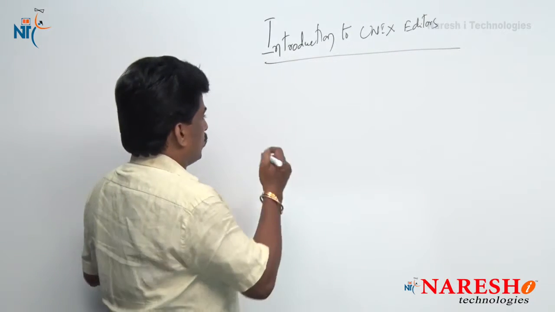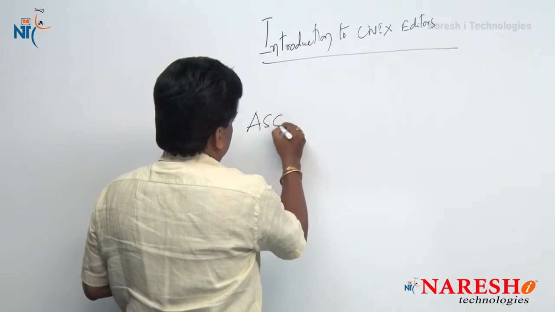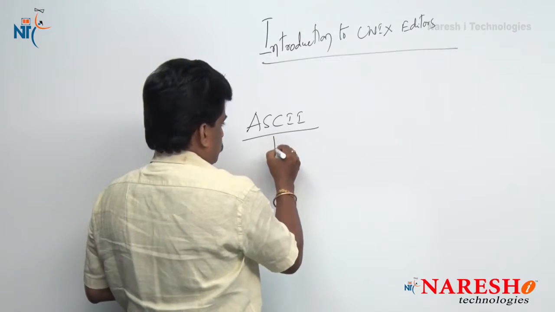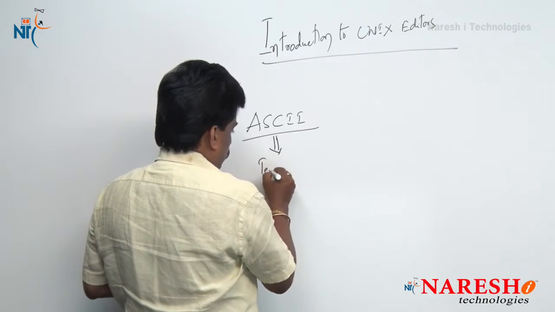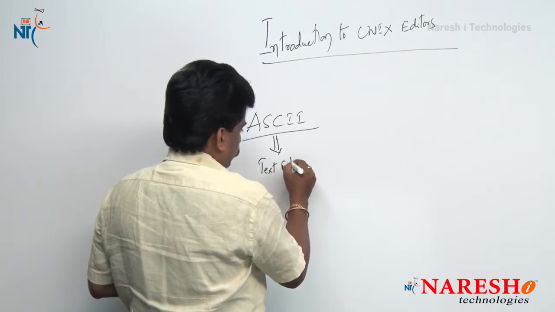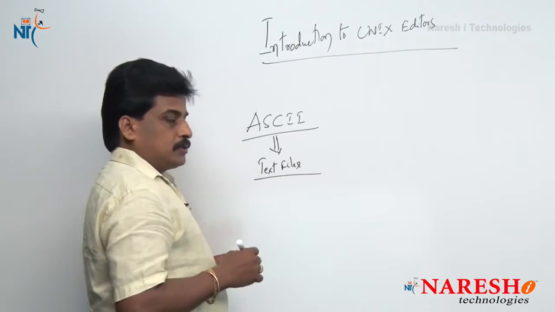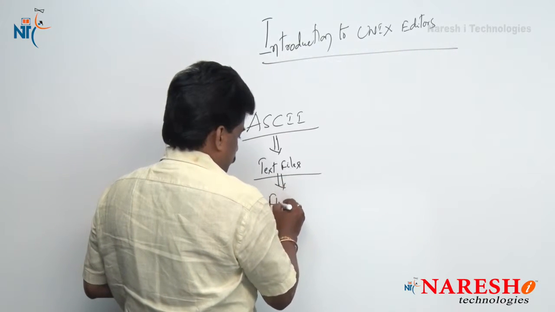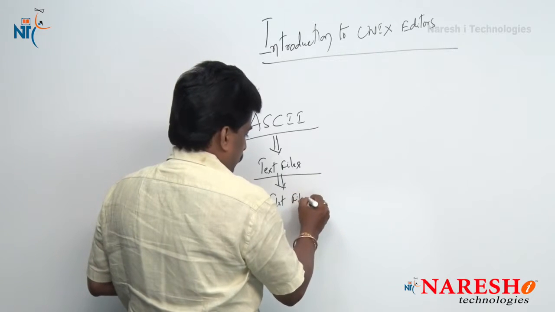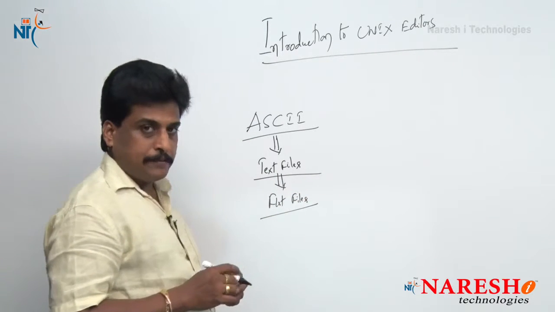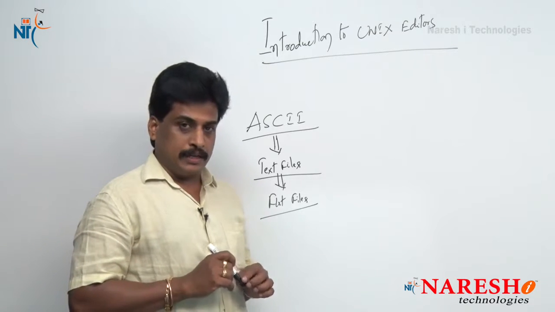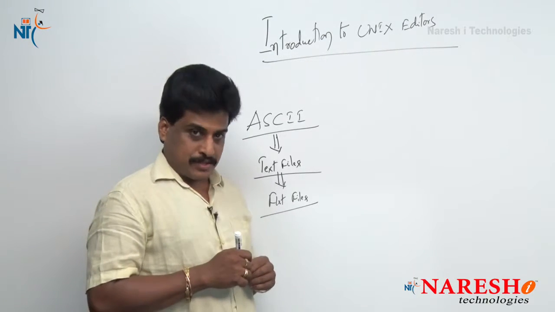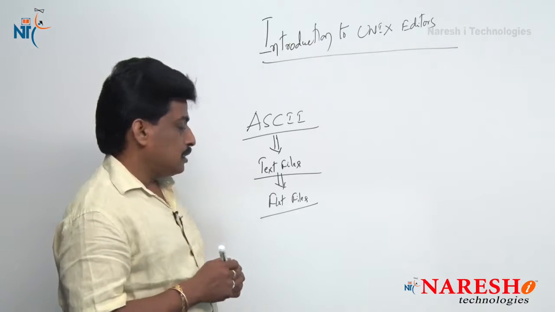Editors, popularly known as ASCII formatted files. These files are popularly known as text files. These text files' alias name is called flat files. So finally, editors are popularly known as ASCII formatted files, popularly known as text files, and the alias name is flat files.